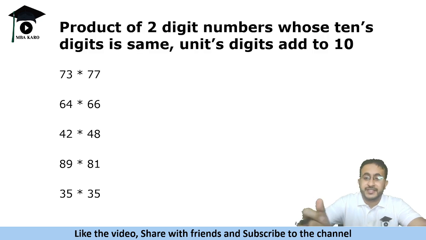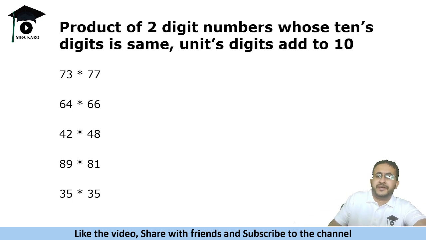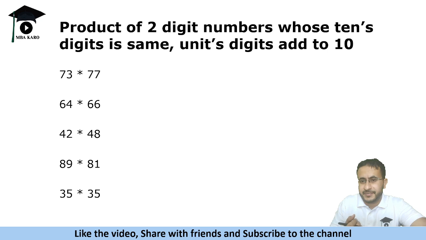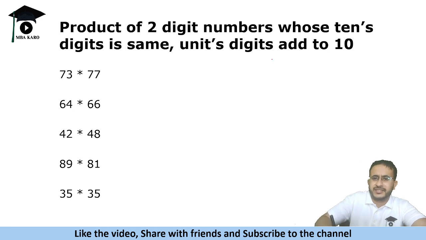Now, this is the next special case wherein you have to multiply two digit numbers whose tens digit is the same and units digits add to 10. So very simple rule. Now, if I talk about this algebraically, let's also understand why this happens. It is not something magic. So let's say we have 10a plus b, and it says the tens digit is the same, so it is 10a plus c, right?